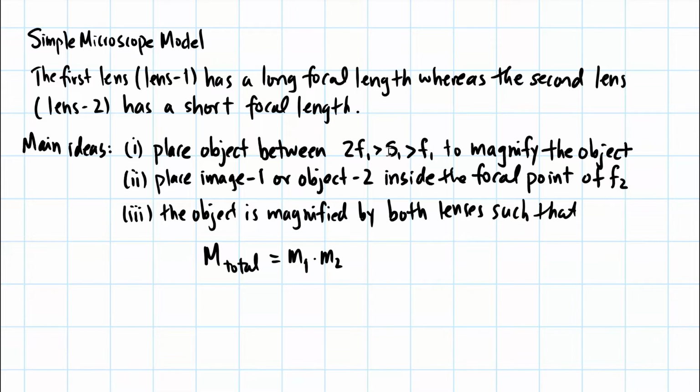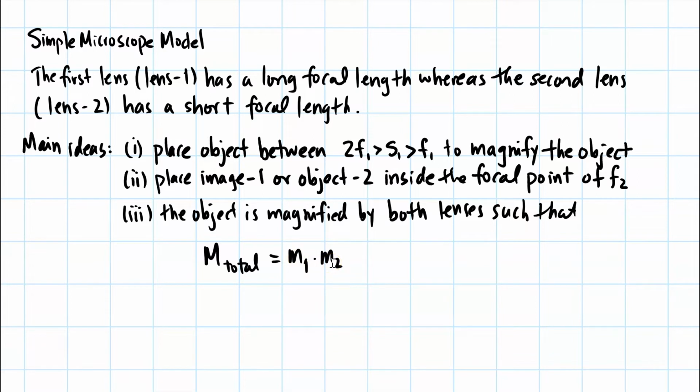But if I now take this image of lens 1, which is now the object for lens 2, and place this object inside the focal point of f2, there's a second magnification that goes on. In other words, the object is magnified by both lenses, such that the total magnification equals the magnification of lens 1 times the magnification of lens 2.